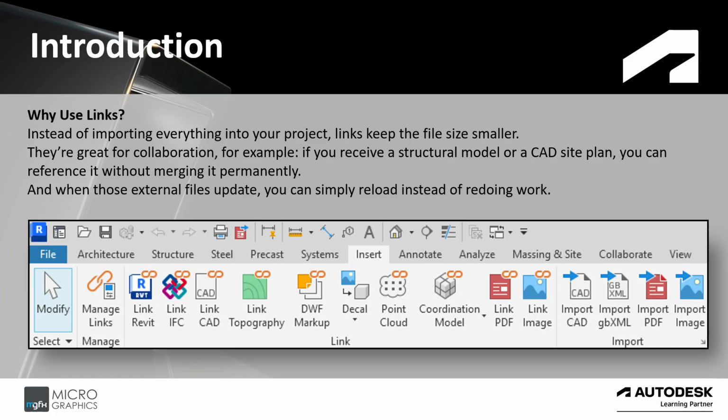So why use links? Instead of importing everything into your project, links can keep the file size smaller. They are great for collaboration. For example, if you receive a structural model or a CAD site plan, you can reference it without merging it permanently. And when those external files update, you can simply reload it instead of redoing the work to realign and position the files.